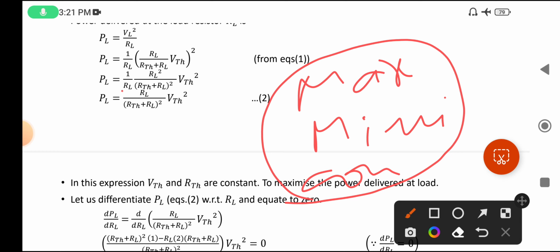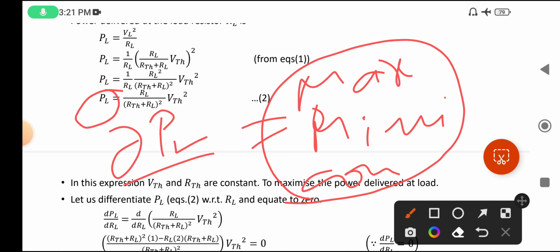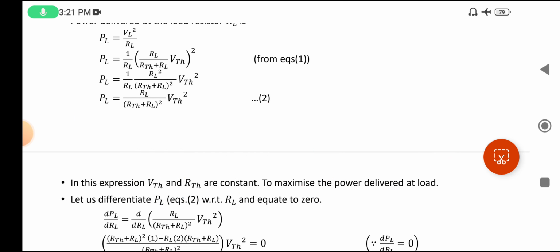So what I am saying now is that power is maximum, then its partial derivative is always 0 with respect to load. Whatever quantity you differentiate the power with respect to, it is always 0. Why? Because I am saying power is maximum. Maximum power means its differentiation is always 0. Maximum means it's a constant.